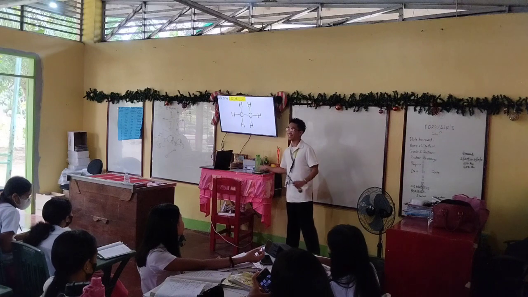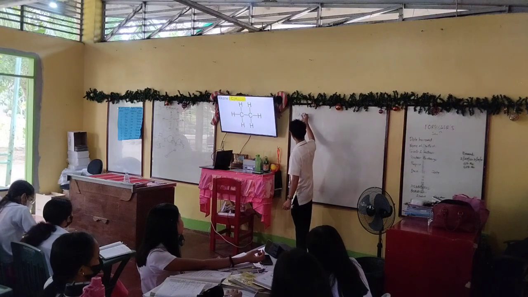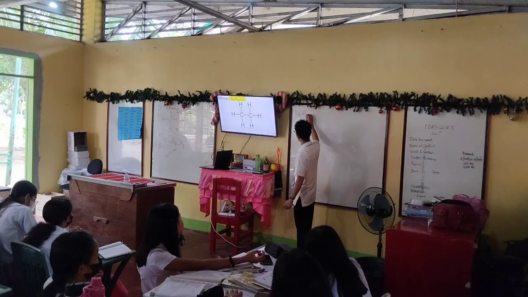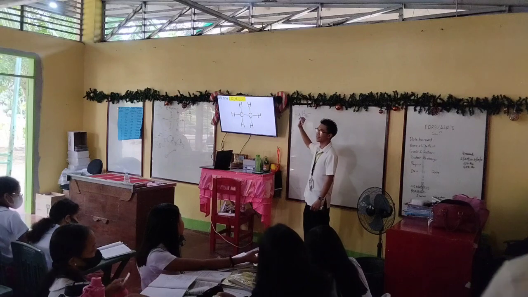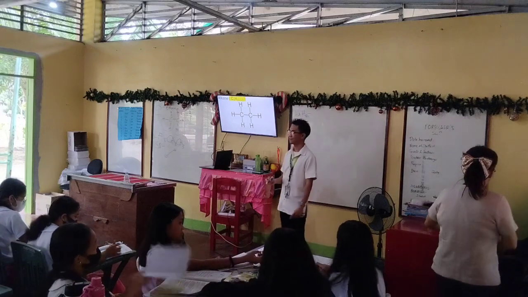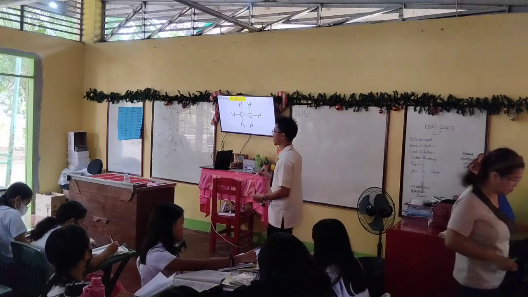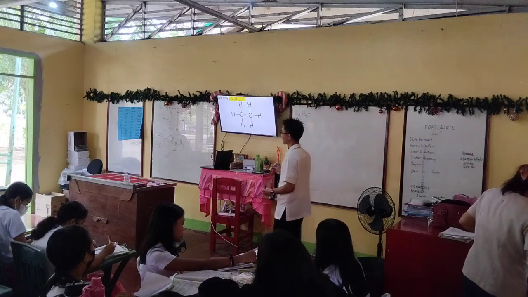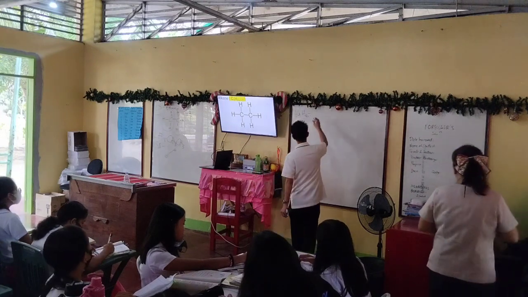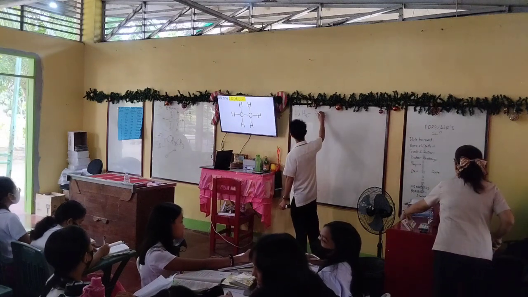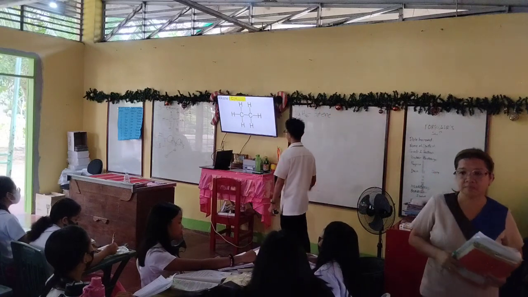Ari na po ito sa alkene. So we have here C4H8. So unsay siyang alkene? Wala, nakalimot na. This is butene, since we have 4 carbon atoms.